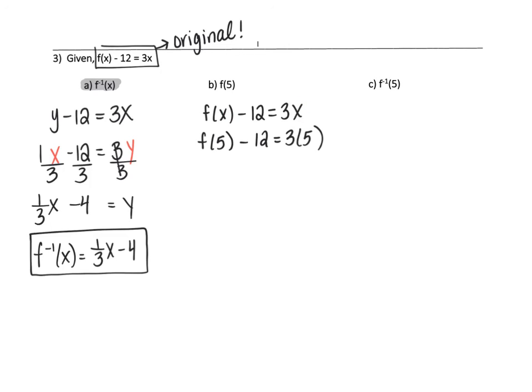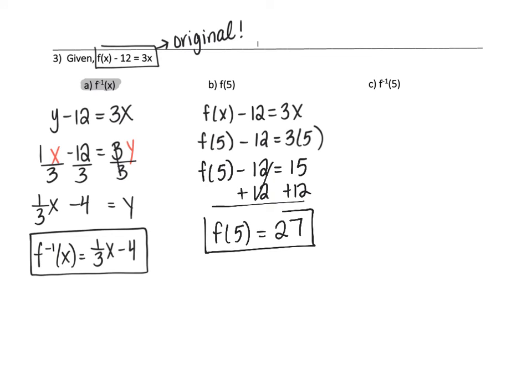And then let's solve. So we have f of 5 minus 12 equals 15. And then just add 12. So f of 5 is equal to 27. And f of -1 of 5, this is your inverse function. So what I'm asking you to do is find the inverse when x is equal to 5.